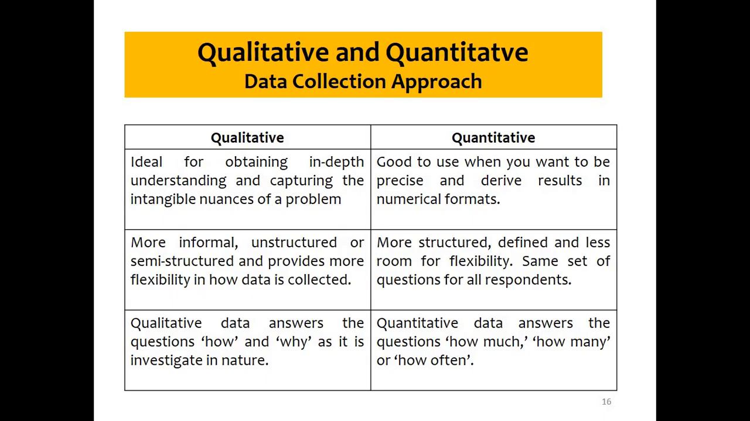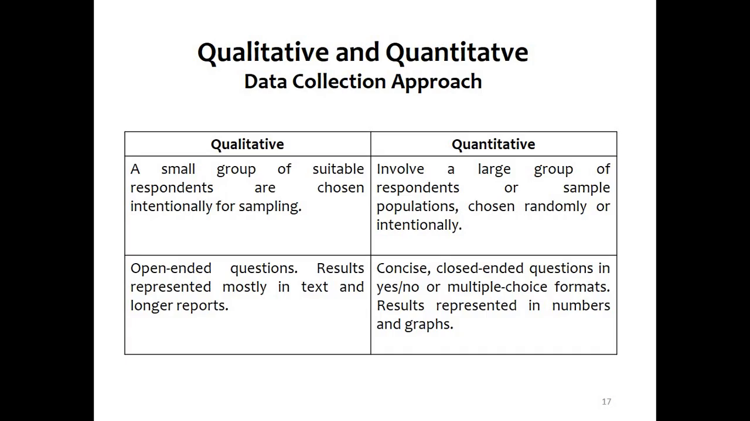Third difference: qualitative data explores the questions of how and why, since it is investigative in nature, while quantitative data addresses the questions of how much, how many, or how often. Fourth difference: qualitative data targets a small, specific group of respondents selected purposefully for sampling, whereas quantitative data includes a larger group of respondents or sample populations that are chosen either randomly or with intention.